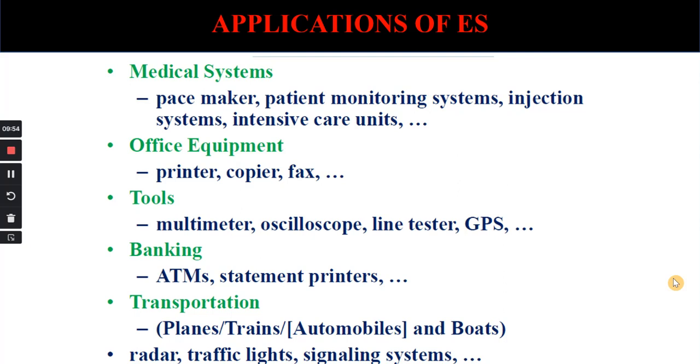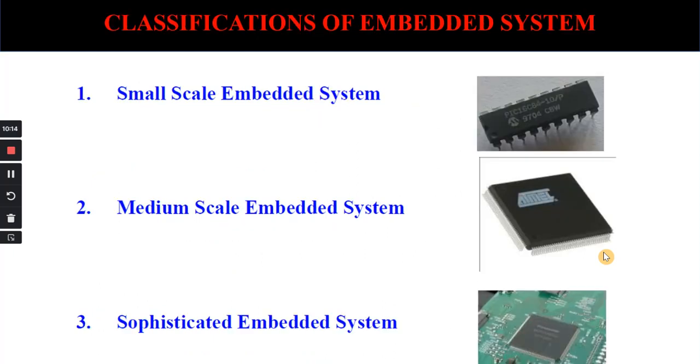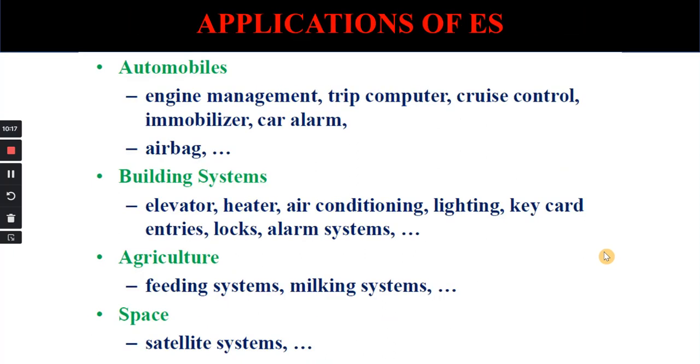Take tools. In tools we have a multimeter, right? A multimeter is used to measure voltage and current, and an oscilloscope to measure the waveforms of AC and DC voltages. Like that, we have many domains with many embedded devices: banking, transportation, automobiles, building systems, agriculture, and space. In space we have satellite systems. All those satellite systems work with a combination of software and hardware only. That's why they are also called embedded devices. So these are all the applications of embedded systems. A lot of embedded applications are there.